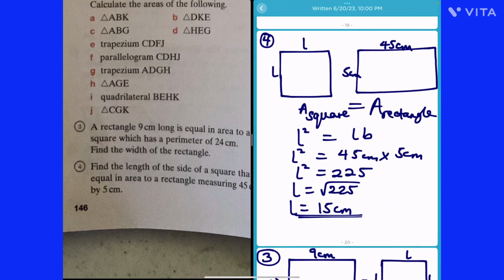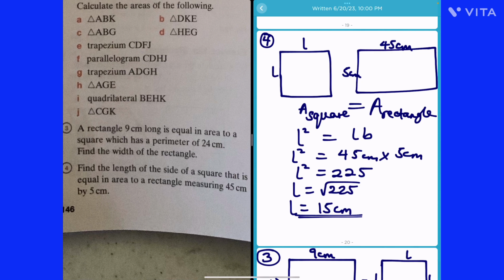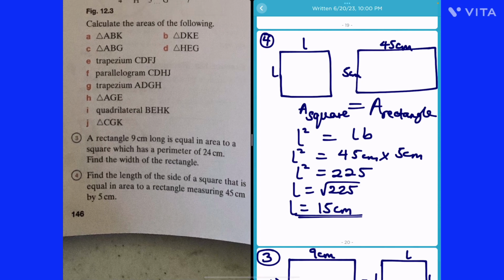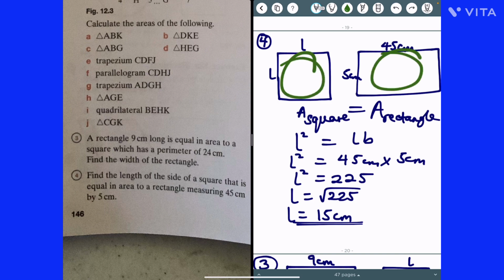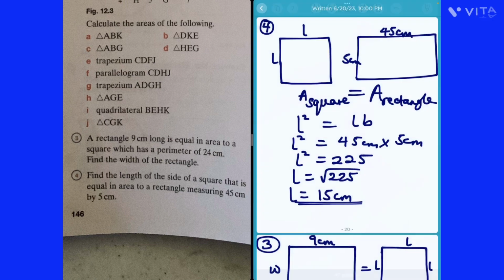Question 4 says, find the length of the side of a square that is equal in area to a rectangle measuring 45 centimeters by 5 centimeters. So here, the area of the square is equal to the area of the rectangle. The area of the rectangle is length times breadth, which is 45 times 5. 45 times 5 will give you 225. The area of a square is length times length. So that means L squared is 225. L will be the square root of 225. The length of the square is 15 centimeters.